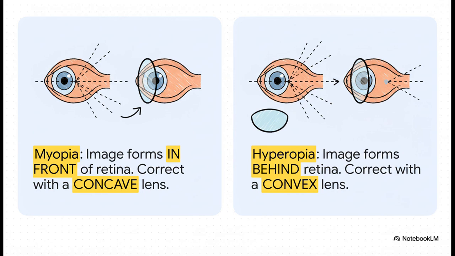So you have to know the difference. Let's make it simple. For myopia, or nearsightedness, the image focuses in front of the retina. The fix for that is a concave lens. For hyperopia, or farsightedness, the image focuses behind the retina, and you fix that with a convex lens. So for each one, remember 3 things: the name, where the image forms, and the type of lens that corrects it.